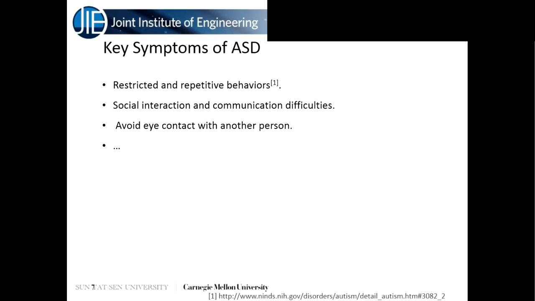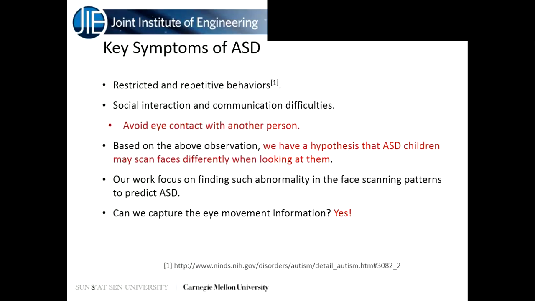Right. So basically, you can see there are some key symptoms of ASD. For example, restricted and repeated behaviors, and also some of them may suffer social interaction and communication difficulties, especially language issues, and they also avoid eye contact with other people. So for all these symptoms, can we do something to detect those key symptoms using computers?